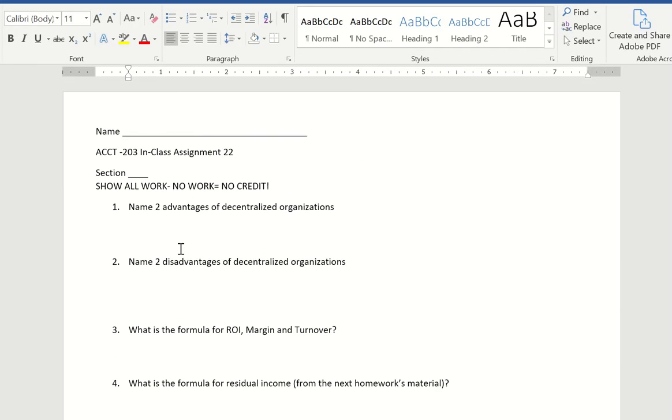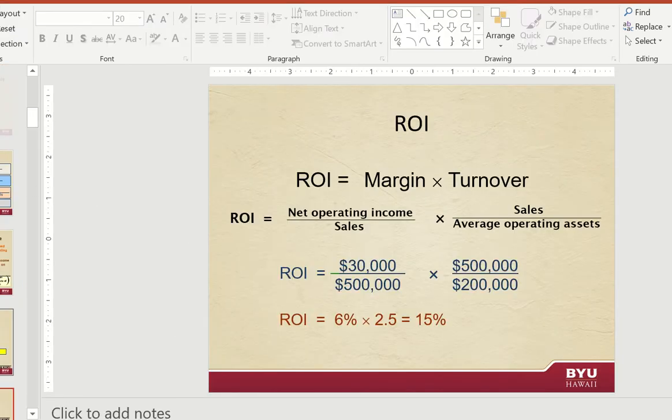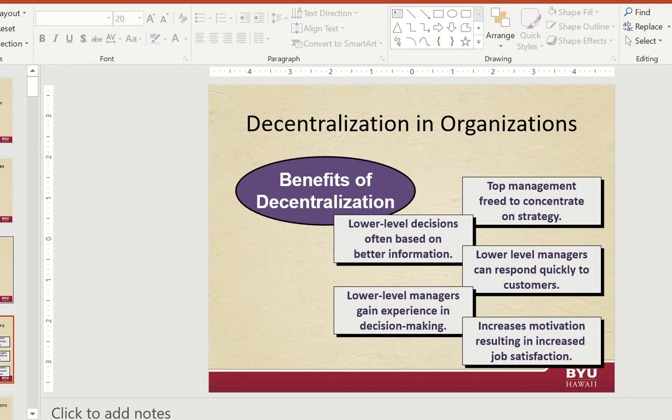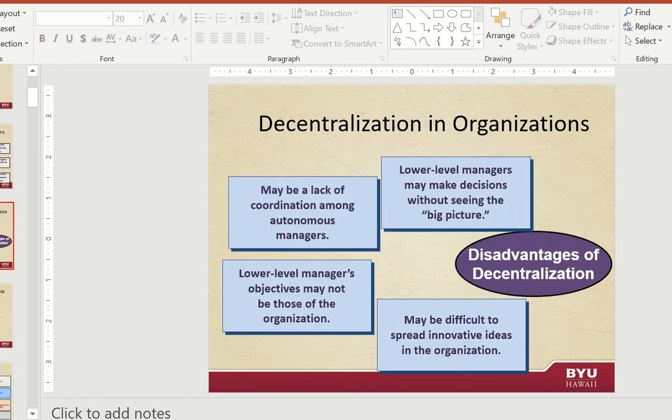Usually chapter 9 is a pretty straightforward chapter when we look at ROI, margin, and turnover. So you should follow the PowerPoint. Name 2 advantages of decentralized organizations and 2 disadvantages. If you pull up that chapter 9 PowerPoint, it'll have your benefits or advantages in slide 4 and your disadvantages in slide 5. So I'm assuming that you can find those okay and fill those out. I just want 2, although 4 are listed.